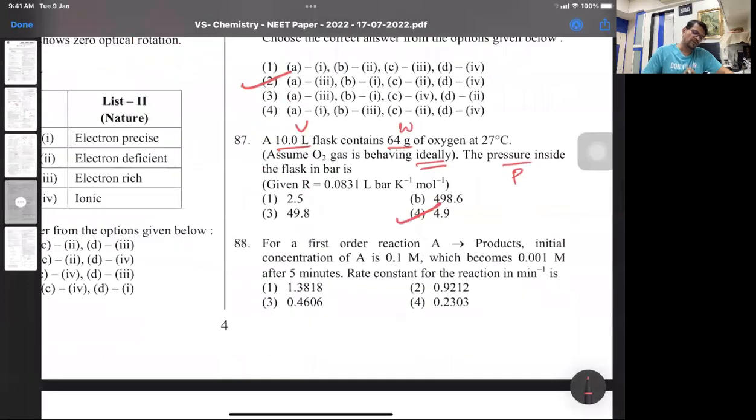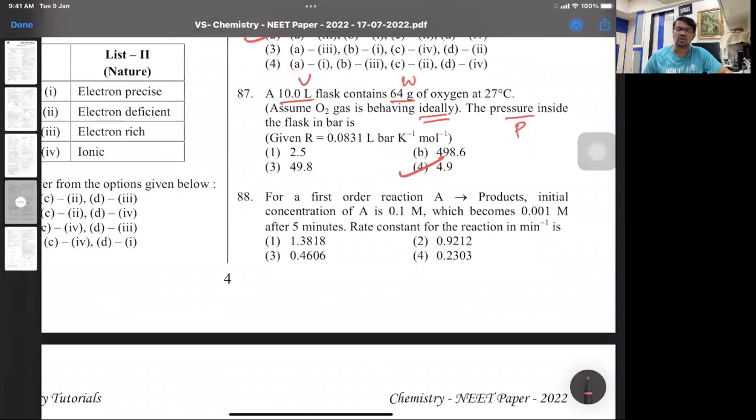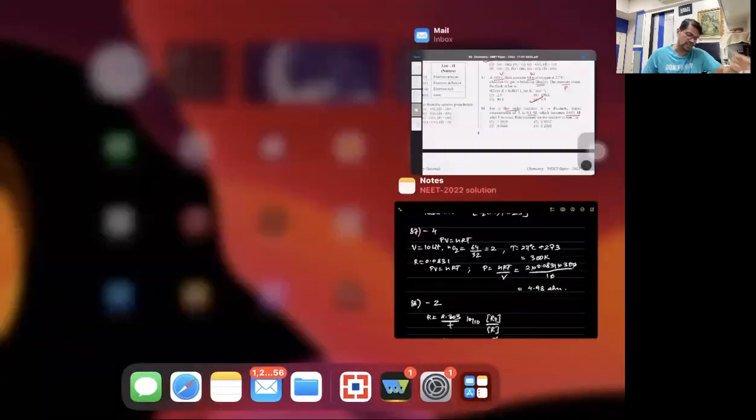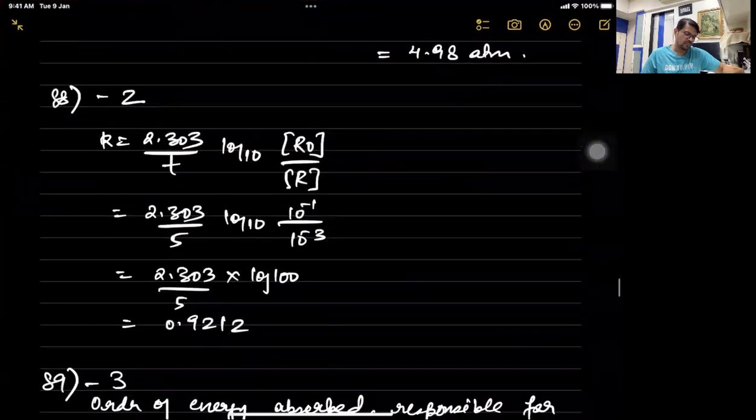Then for a first order reaction, A gives product. Initial concentration is 0.1 and it becomes 0.001 after 5 minutes. Rate constant in per minute is asked. Now, for a first order, k is equal to 2.303 by t log of the ratio of reactants initial upon final. So for this 88, if I have to calculate, that comes directly as 0.9212. So 88 is the second one.